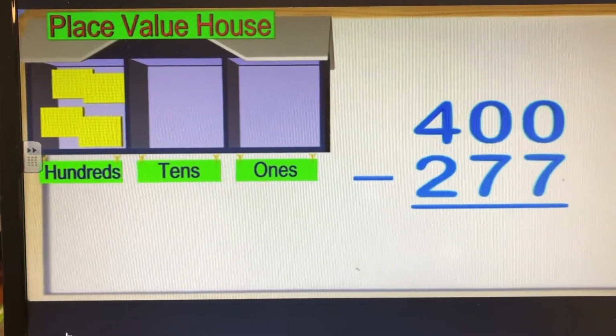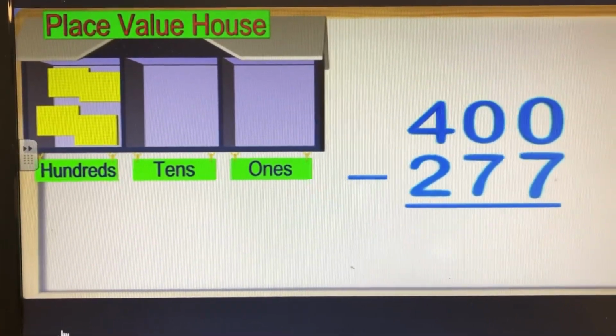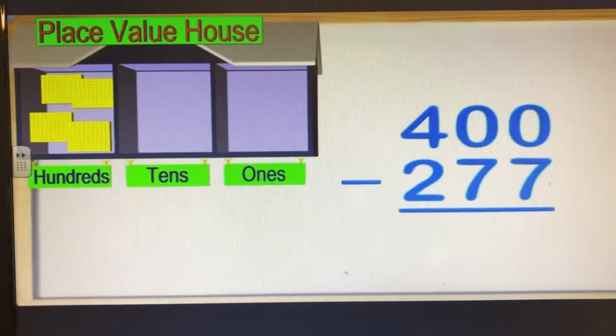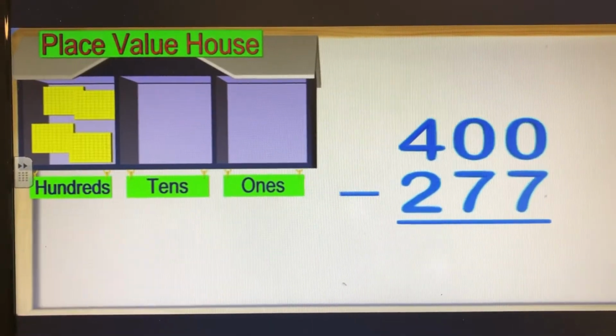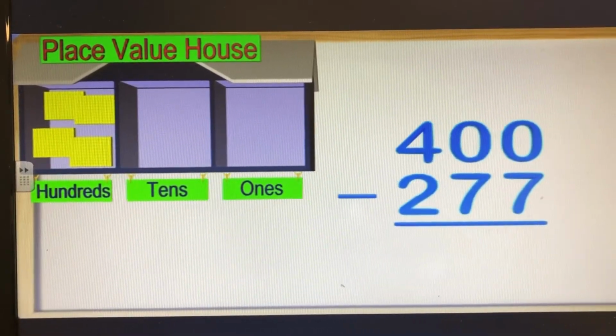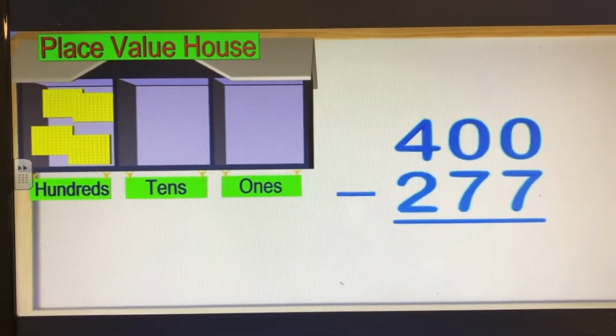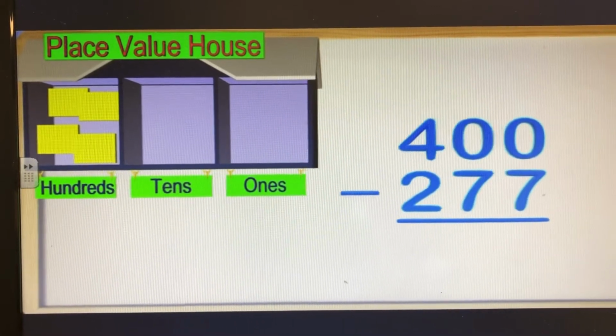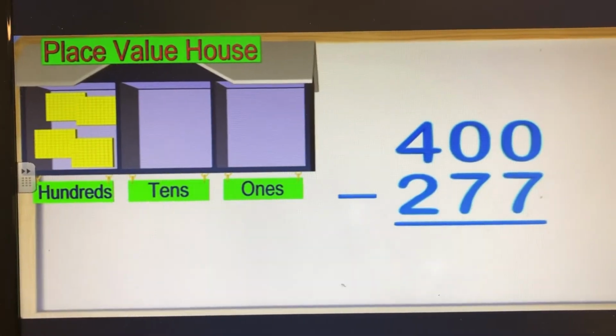Now looking back at the problem, we need to start subtracting in the ones place first. We cannot do this because we cannot take 7 away from 0. We need to regroup or borrow from the tens place to be able to subtract. What number is in the tens place? 0, right, so let's borrow from the 0.